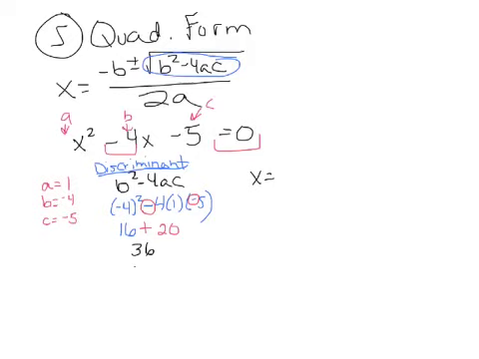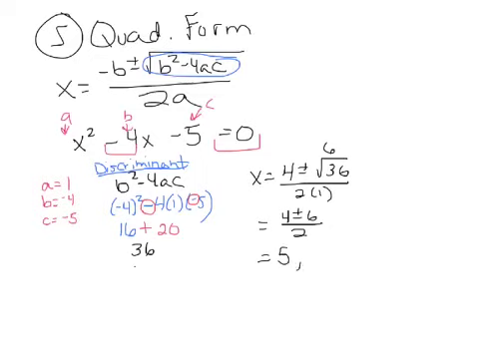So the opposite of b is going to be a positive 4, plus or minus the square root of 36, which is 6, all over 2 times 1. So here I get 4 plus or minus 6 over 2. 4 plus 6 is 10. 10 divided by 2 is 5. 4 minus 6 is negative 2. Negative 2 divided by 2 is negative 1. So that ends up giving me my solutions there.